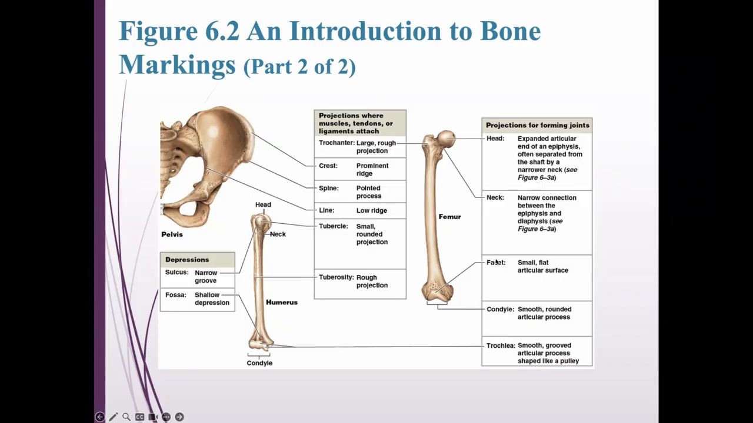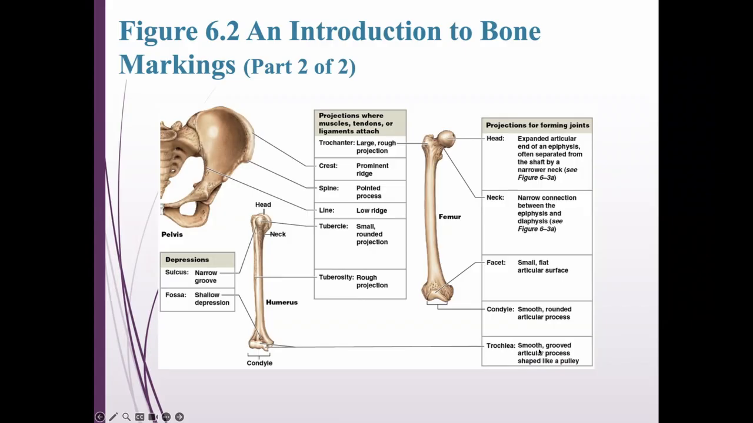Facet is going to be a small flat articular surface. For example, this is going to articulate with the superior portion of the patella. And then you have your condyle. Your condyle, if you see here, it's going to be kind of underneath, is smooth and rounded. The articular processes are going to articulate with, in this case, the tibia. So you have a medial condyle, you have a lateral condyle. The medial is going to be directional towards the medial portion of the body, while the lateral is directional towards that lateral portion of the body.